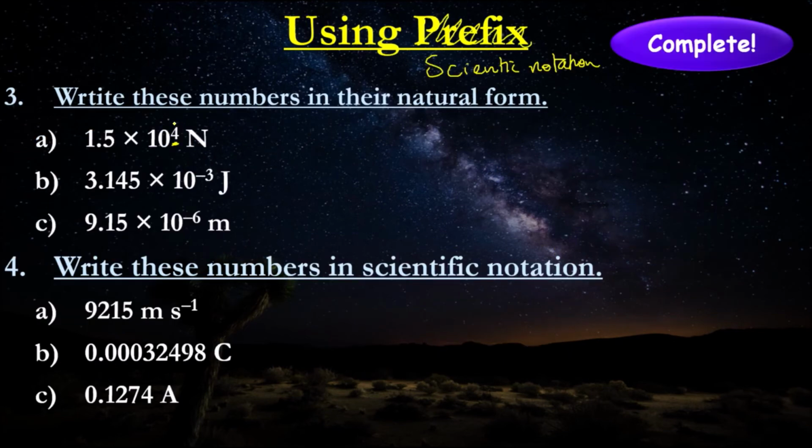So what we know is this 4 here represents the total amount of zeros that need to be written, or moving the decimal to the right. Let's just do that again.